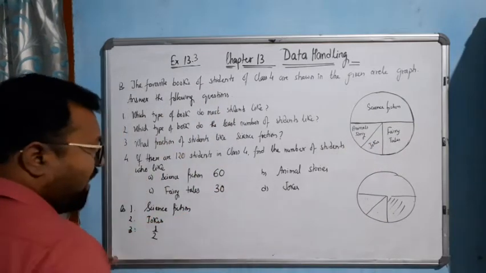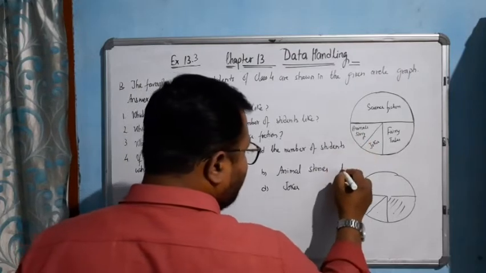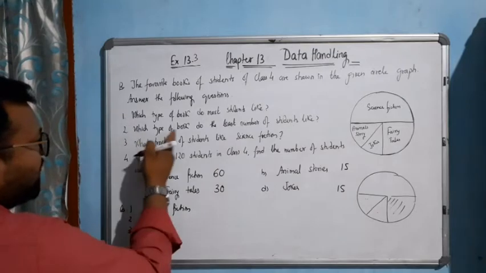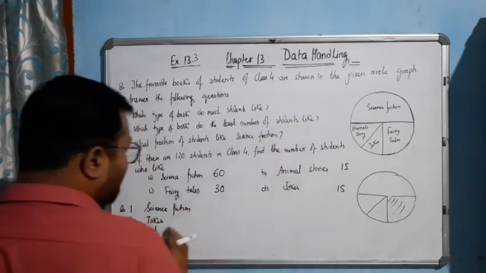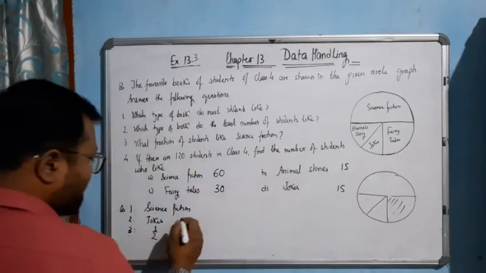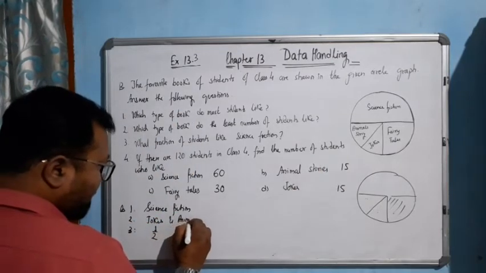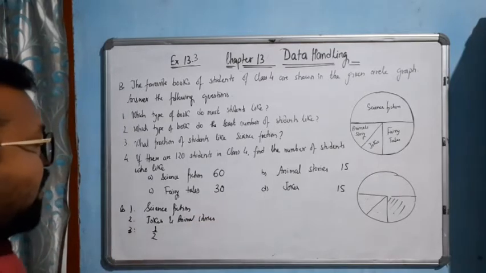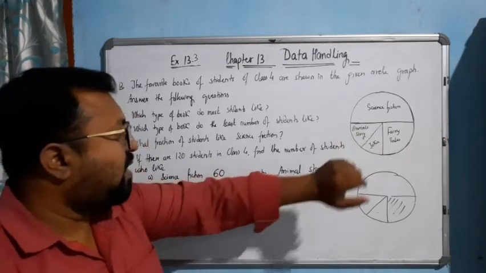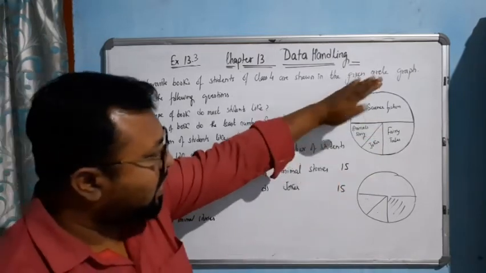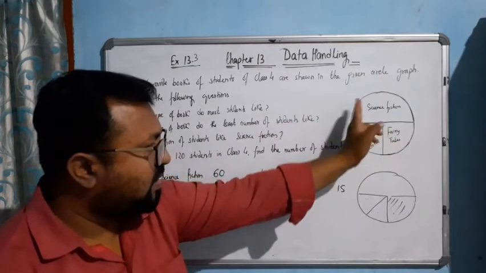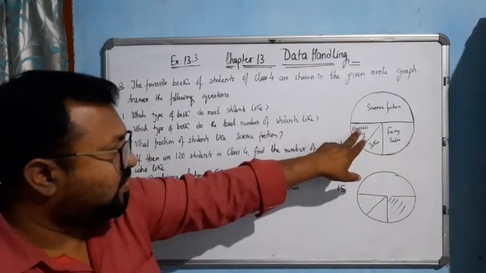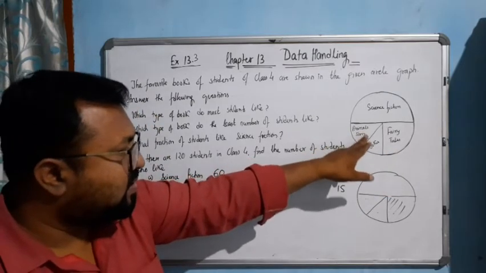Is it clear? And if these two parts are equal, then we clearly say that this will be 15, this will be 15. So here in this case also, question number 2, which type of book do the least number of students like? We can write both the names, either jokes and animal stories. So by looking at this circle graph, we can clearly see that half of the students like science fiction, 1 by 4th part, out of 4 parts, 1 part is fairy tales, and the remaining last 1 part is divided by 2, animal story and jokes.